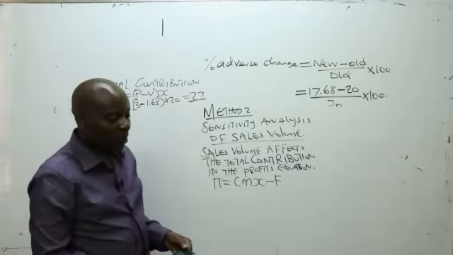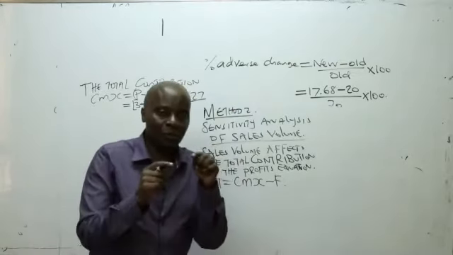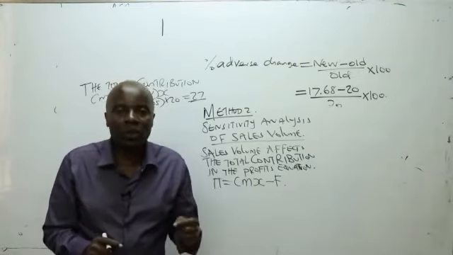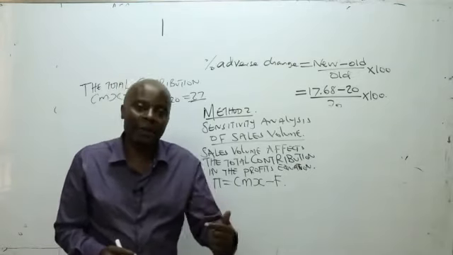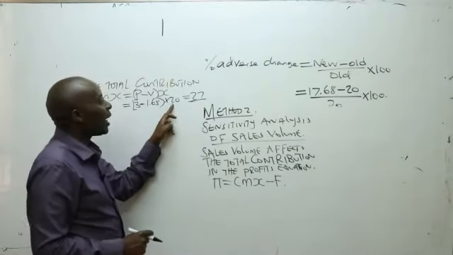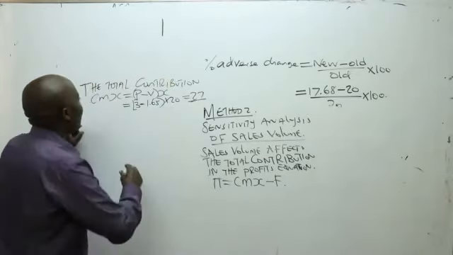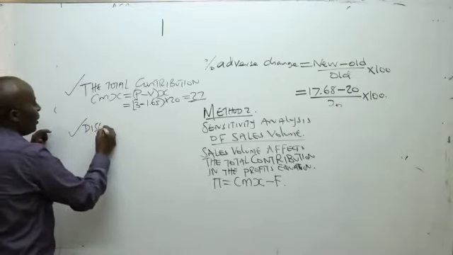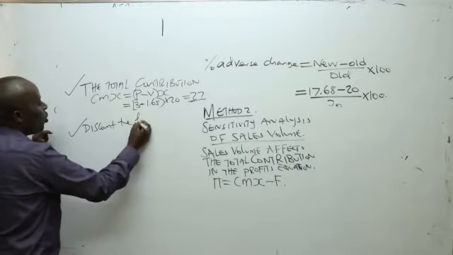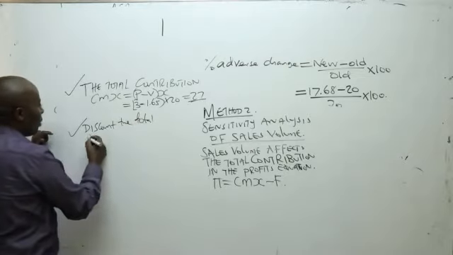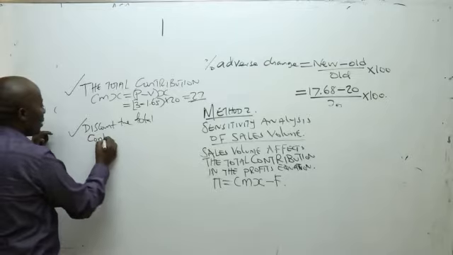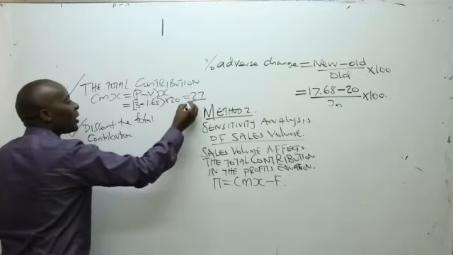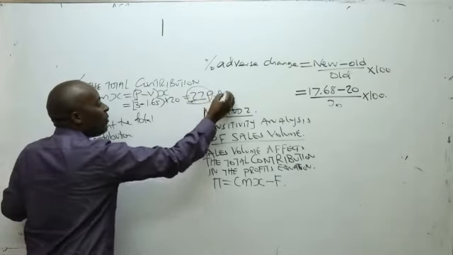Now, having gotten this 27 contribution, what I need to ask myself is, am I going to get this contribution only once, or many times? Because the sales given here is an annual figure. So then come and discount. Next step, discount the total contribution. And remember, this is a per annum figure every year.